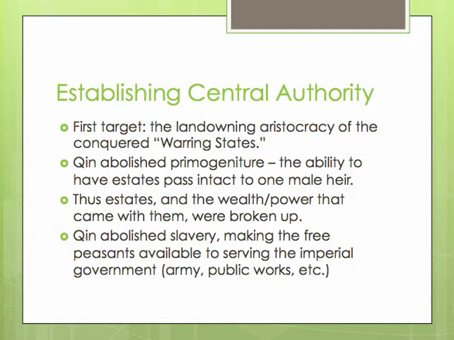All right. In order to establish that kind of authority, one of the first things that Qin had to do was go after the landowners, the aristocracy. These are the people who typically supported local government as opposed to a national government. Qin abolishes the privileges of primogeniture. That's the ability to have estates pass intact to one male heir.